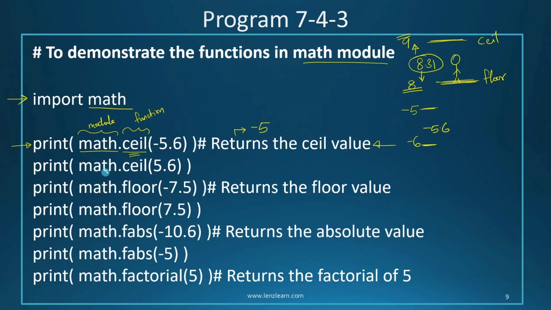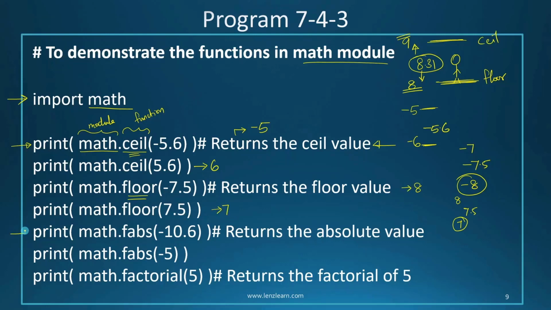Next we are trying to print the ceil of 5.6. This is a positive number, so the ceiling will be the number just above it, so the answer will be 6. After that I am trying to print the floor, which means the lower value. If I write minus 7.5, the higher integer of this is minus 7 and the lower integer is minus 8. As we are looking for floor, the answer will be minus 8. Now I am trying to print the floor of 7.5. For 7.5, the higher value is 8 and the lower value is 7. So the floor value will be 7.